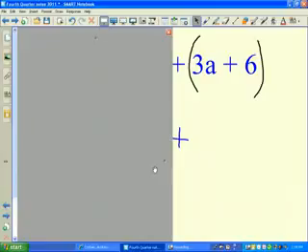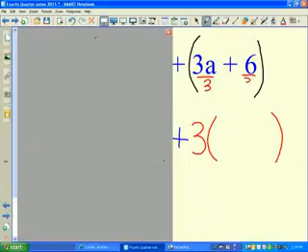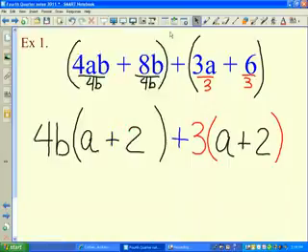And inside the parentheses, you have your greatest common factor, which in this case will be 3. And we're going to do the same exact thing. We're going to divide everything by that 3. So 3a divided by 3 will give me a, plus 6 divided by 3 will give me 2. So what you do on one side, you do on the other.